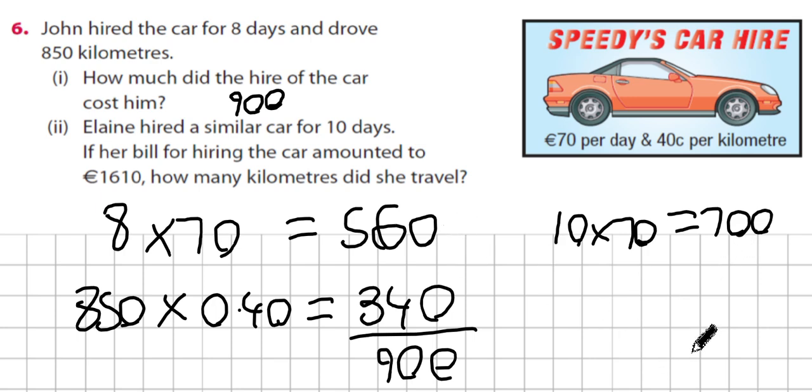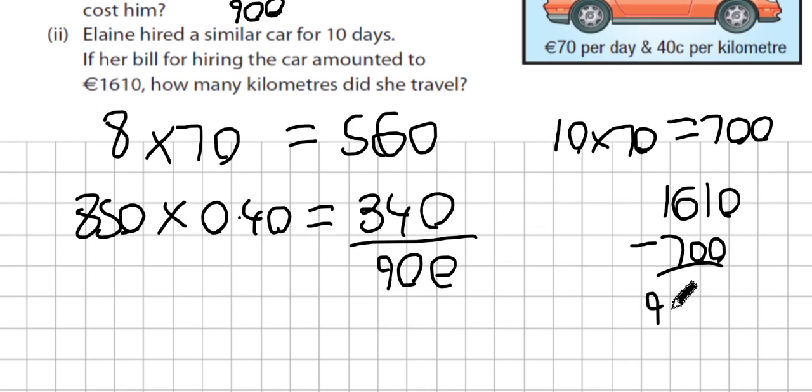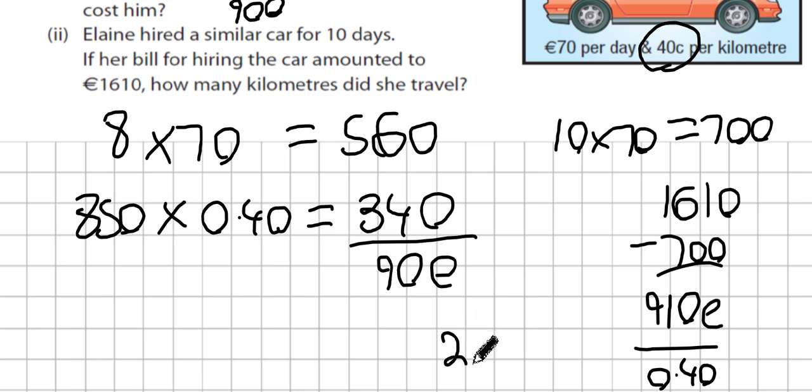And then how much did it cost her for all the driving she did? So do 1,610. She paid 910 on the kilometers, yeah? Now, how many 40 cents fit into €910? How many 40 cents do we need to cover to get up to €910? How much? 275. 2,275 kilometers. So she obviously did a lot of driving.